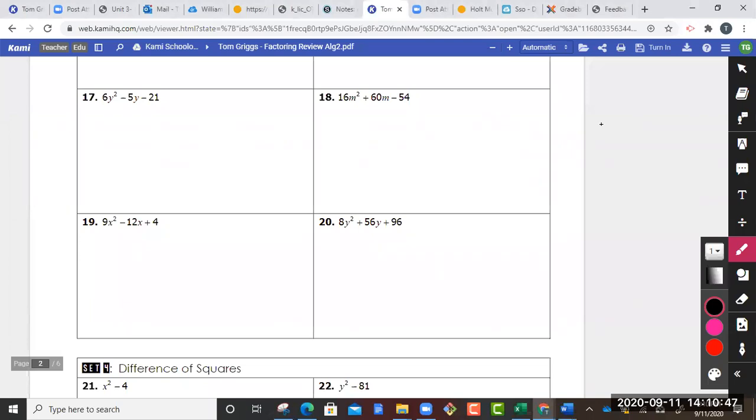Number 18. First thing we look for is greatest common factor. What is the GCF on 18? Does 4 go into 54? I don't think so. No. I think it's just 2. We just pull a 2 out. That's all we need to do here. So we're going to pull the 2 out.